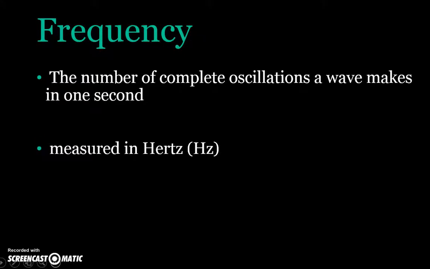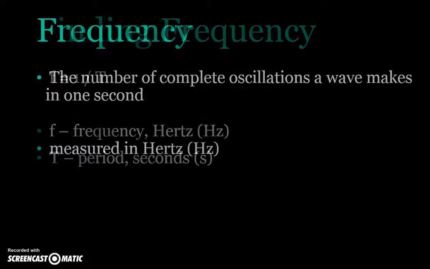It's the number of complete oscillations that a wave can make in 1 second. So it's very similar to the period, only this is the number of oscillations in 1 second, okay? Whereas period is how many seconds it takes to complete just one of those cycles. Frequency is measured in hertz, so Hz is how we're going to represent that, and the H should be capitalized.